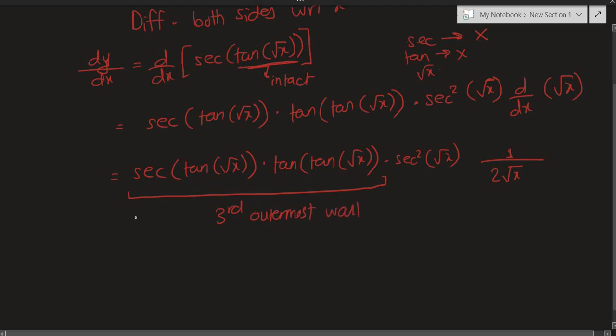You know, this we obtained from the outermost wall, according to our analogy. This secant squared term is because of our next wall, or like the middle wall. We obtained secant squared of square root of x by taking care of the middle wall, and then finally we obtained this 1 over 2 times the square root of x by breaking the innermost wall.